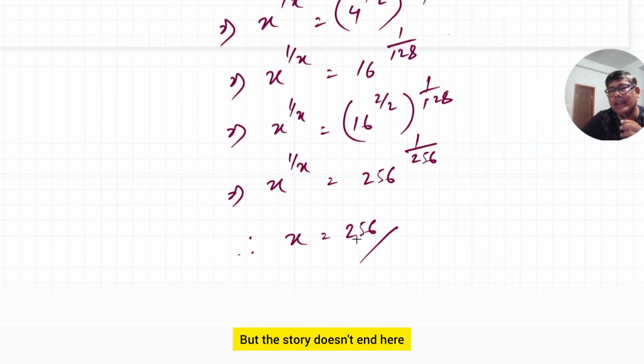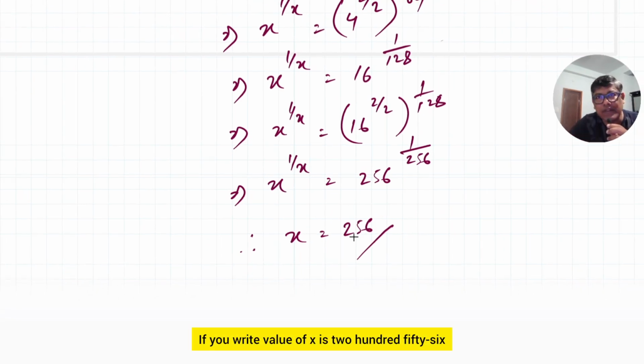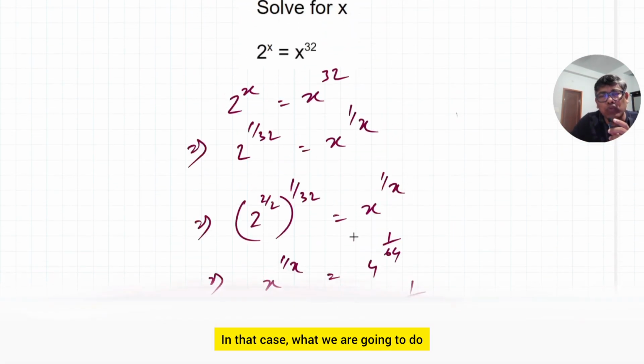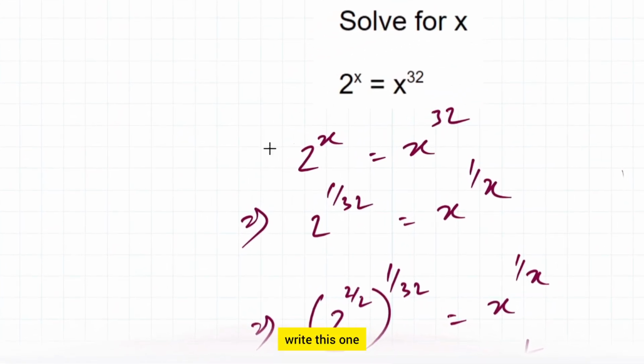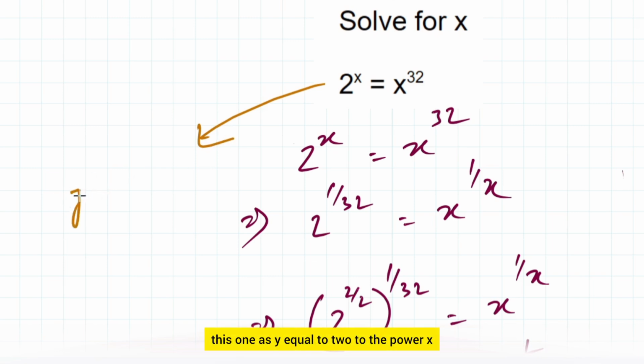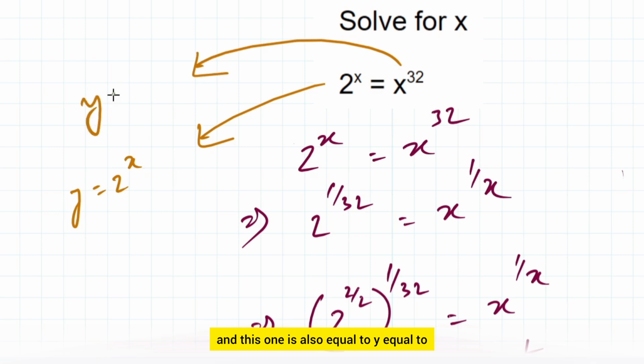But the story doesn't end here. If you write the value of x is 256, then you are giving an incomplete answer. So what's the complete answer? Let's move on to Desmos and see what answers we get from there. In that case, we're going to write this one as y equal to 2 to the power x, and this one as y equal to x to the power of 32. Let us plug in these two and see what answers we get.